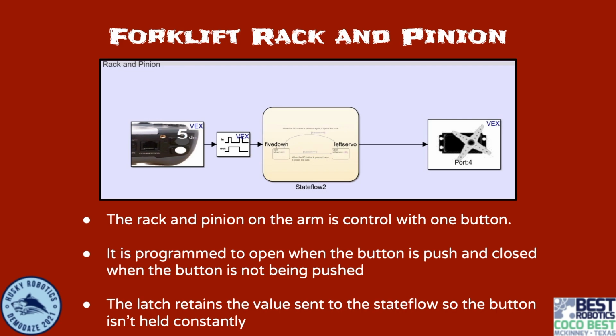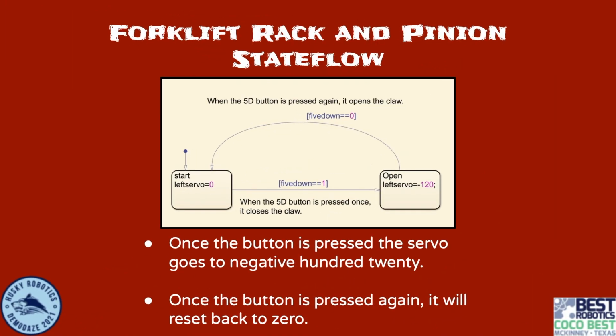The latch between the state flow and the button is there to retain the value the button sends when pushed once. If you push the button, the value sent is 1, and if you press it again, it will be 0. When the button is pushed for the first time, it sends a voltage of -120 to the servo. This closes our forklift arm and it will only open and reset to 0 when the button is pushed again. This is designed as a toggle system.